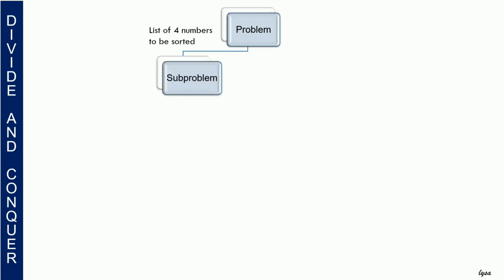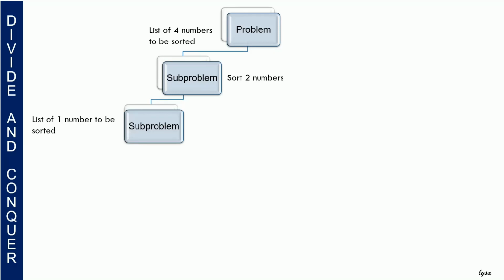Before we look at merge sort specifically, let's see how divide and conquer generally works, which is the basis behind merge sort. I take a problem. Let's say it is a problem to sort 4 numbers. So I have 4 numbers in unsorted order. I divide it into a subproblem. In other words, I have an unsorted list of 2 numbers. Again, I divide it into a subproblem. In other words, I have a list of 1 number which is to be sorted.